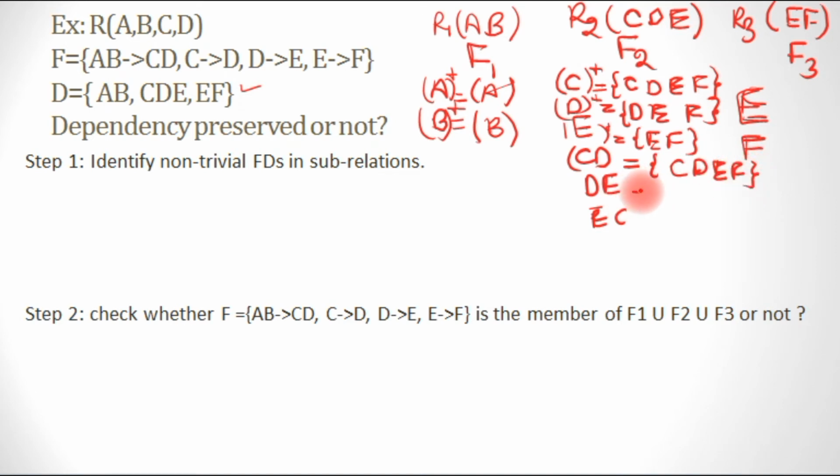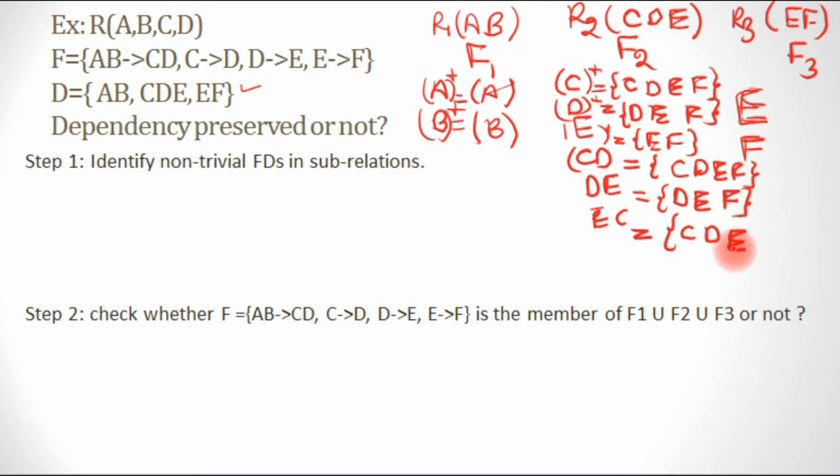Now find the attribute closure of DE. D, E and F. Now EC, find the attribute closure of EC. C can determine D and we have E also. And E can determine F. Now find the attribute closure of E. This is E, F. And the attribute closure of F is F.